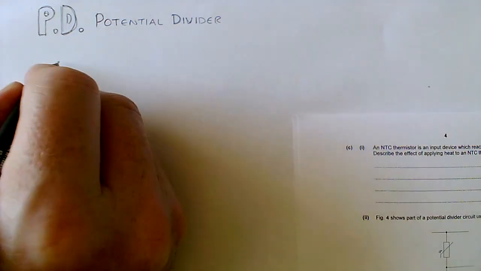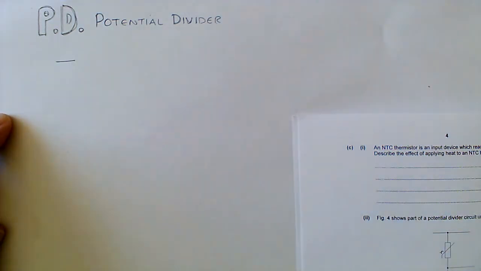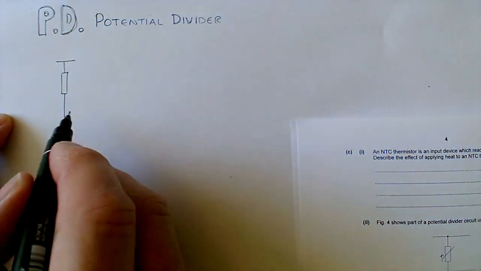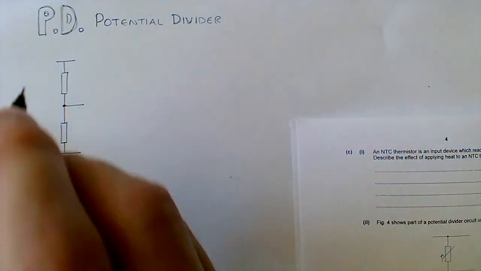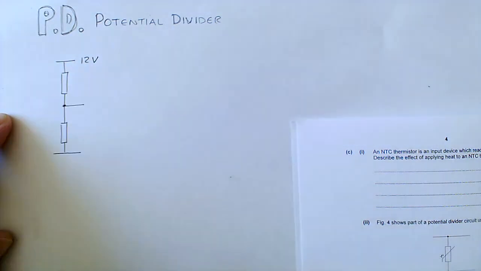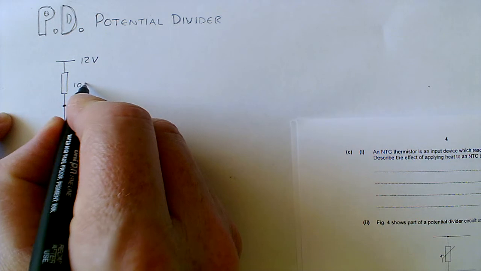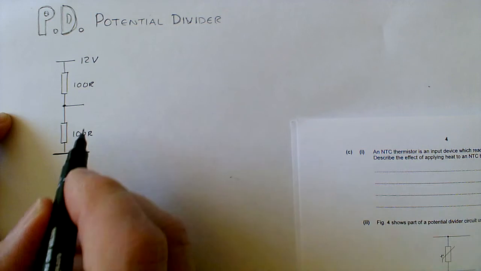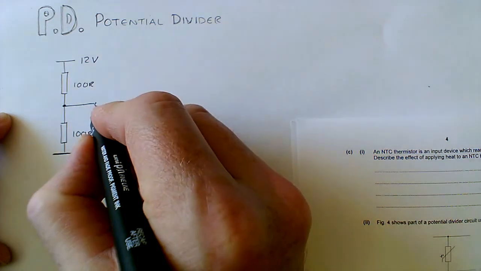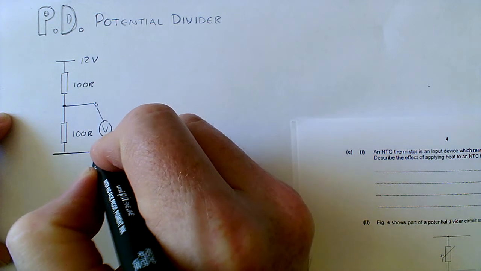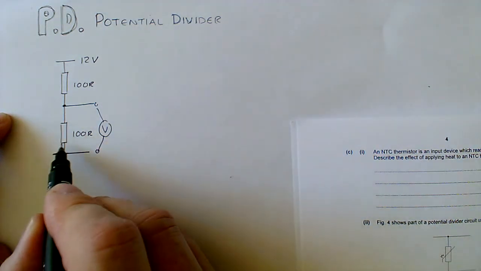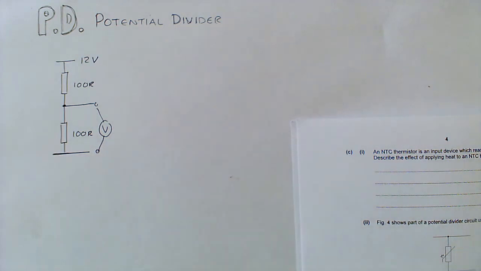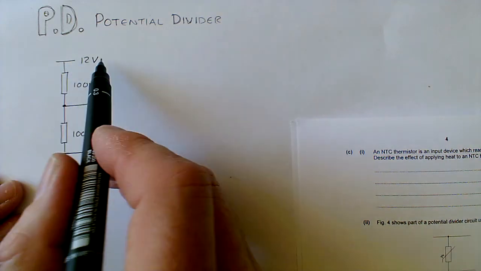Let's just have a look at how voltage is divided. So I'm going to draw a little circuit: two resistors, and then an output coming from this point here, and I'm going to put 12 volts in here, and two resistors that are of equal value, 100 ohms. When we're looking at potential dividers, we'd normally measure the voltage across here, so we're looking at the potential drop across this resistor.